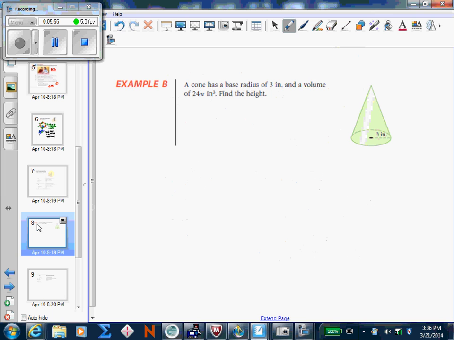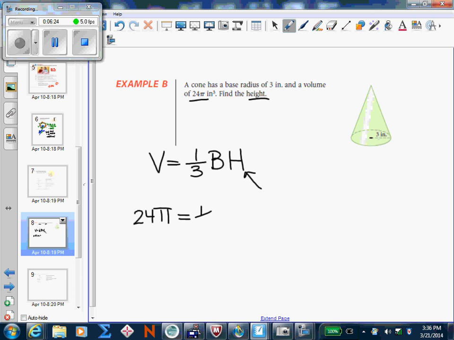Okay, so that brings us to a cone. This cone has a base of radius 3 and a volume of 24 pi. So the volume of a cone is going to be 1/3 big B times big H. They're giving us the volume to be 24 pi. We want to find the height, so we are looking for big H. So 24 pi equals 1/3 times big B. Big B in this case is a circle. To find the area of a circle, you find pi r squared. So in this case, that's 9 pi.